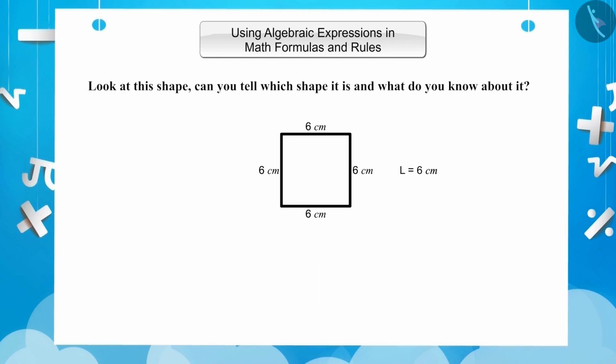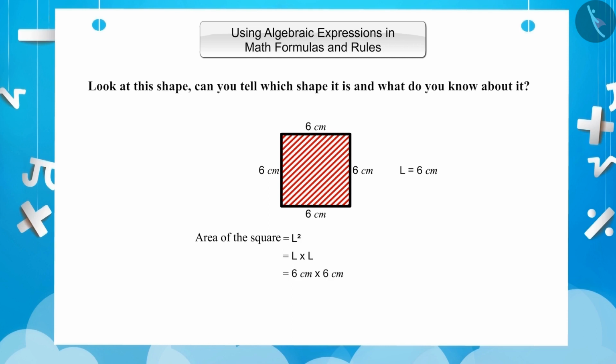Let us now find the area of this square. The area of a square is equal to the square of its side. So, the area of this square will be L square is equal to L multiplied by L is equal to 6 cm multiplied by 6 cm is equal to 36 cm square. So, the area of this square is 36 cm square.